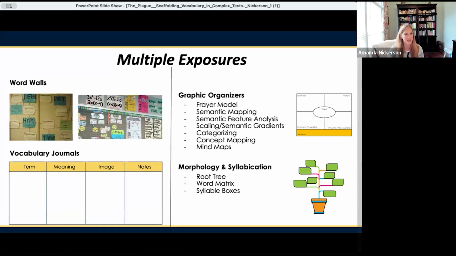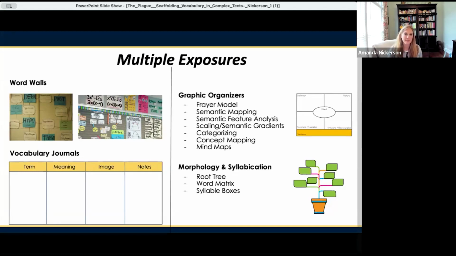What makes a quadrilateral different from a square or a rectangle or a rhombus, right? What makes a mammal different from a bird, different from a reptile? I sometimes might want to use a graphic organizer for scaling or semantic gradients to be able to show shades of meaning from frigid to scorching. I might want to categorize words, or again, use some concept mapping or mind mapping.